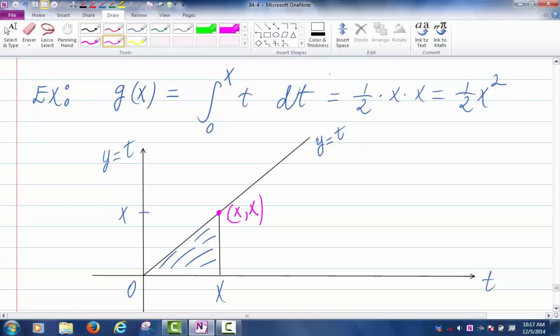And so what's the height? Height is x as well. So what's the area? Half times x, right? Is everybody okay? This length here is x because this is the graph of that equation. So when t is on the t-axis, when t is x, y is also x because y is equal to t. So in this case, the function g of x that I'm defining as this weird looking function from 0 to x, integrating the function t from 0 to x, that function is in fact the same as half of x squared. You are okay with that?